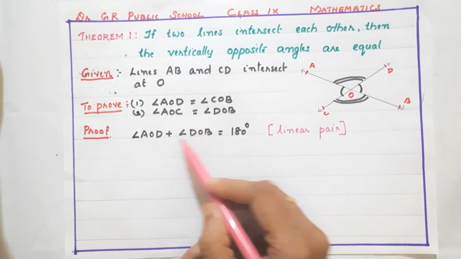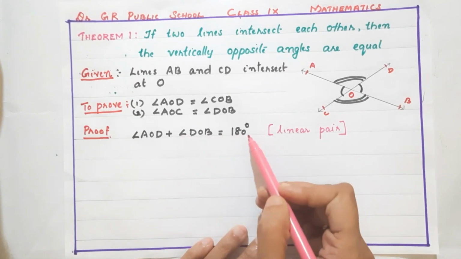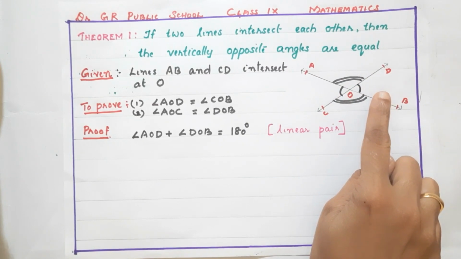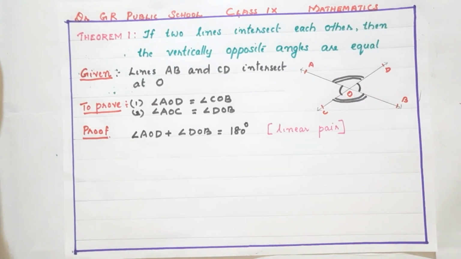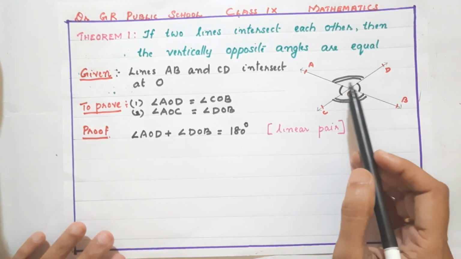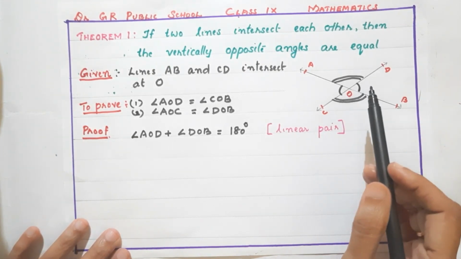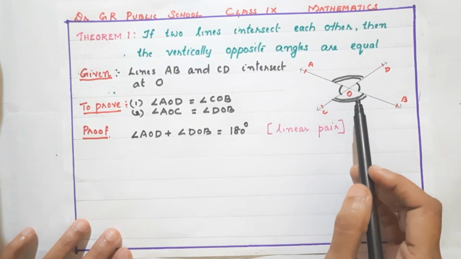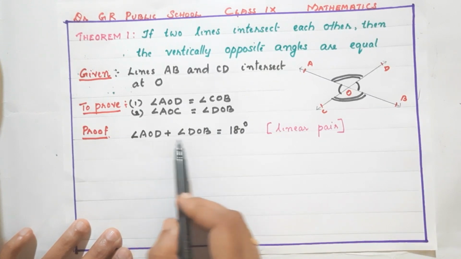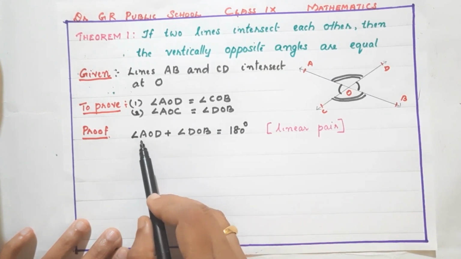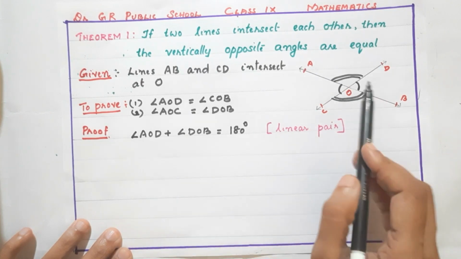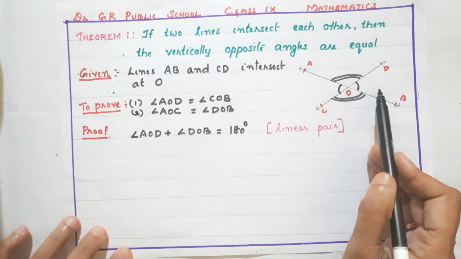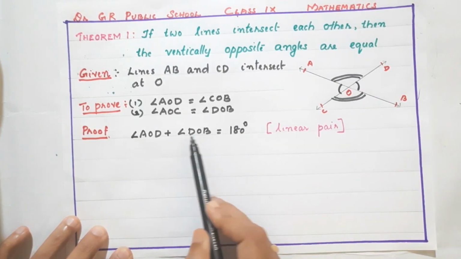These two angles are a linear pair, so their sum is 180. So we got angle AOD plus angle DOB equal to 180. Now next we have to take another pair of angles which are linear. There you should be very careful. Here we have taken AOD and DOB. So the next linear pair you have to start from this DOB.